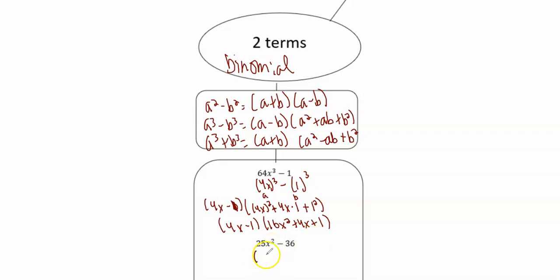The second one looks like it's something squared. So I have 5x and 6, the square root of 36 is 6. So here's my a, here's my b. I do a minus b and a plus b. And my b's are 6s.